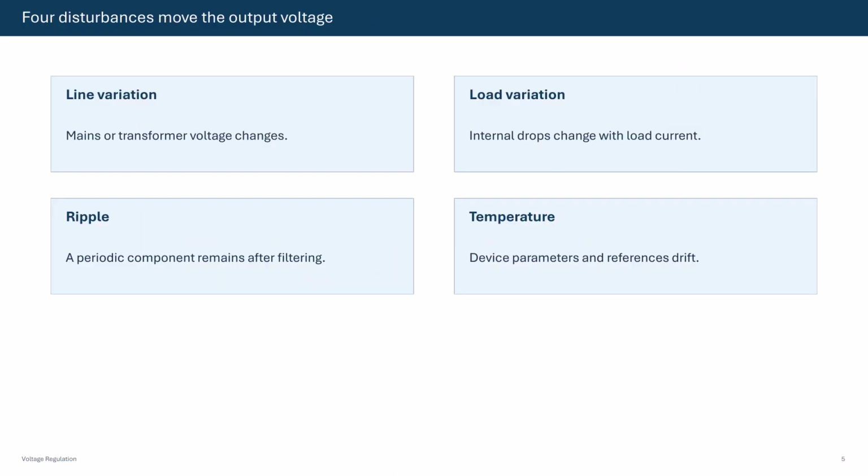Four disturbances are especially important. Line variation changes the filtered input presented to the regulator. Load variation changes current and therefore internal voltage drops. Ripple is the residual periodic variation from rectification and filtering. Temperature changes diode voltage, resistance, gain, and reference values. Regulation is the ability to limit the resulting output change.